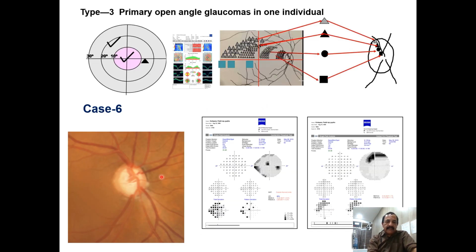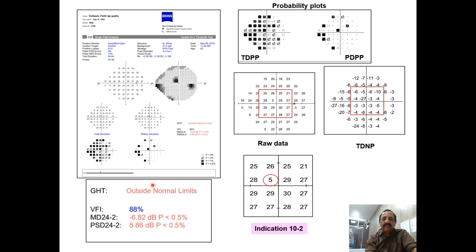This is case 6. There is a definite absence of the rim with a nerve fiber layer defect. In the visual fields, if you see the probability plot, it looks as if it's a single biarcuate scotoma with deep and superficial scotomas. But when you see the pattern deviation probability plot, the superficial scotomas disappeared, and 2 isolated deep scotomas are highlighted, and what do we see?